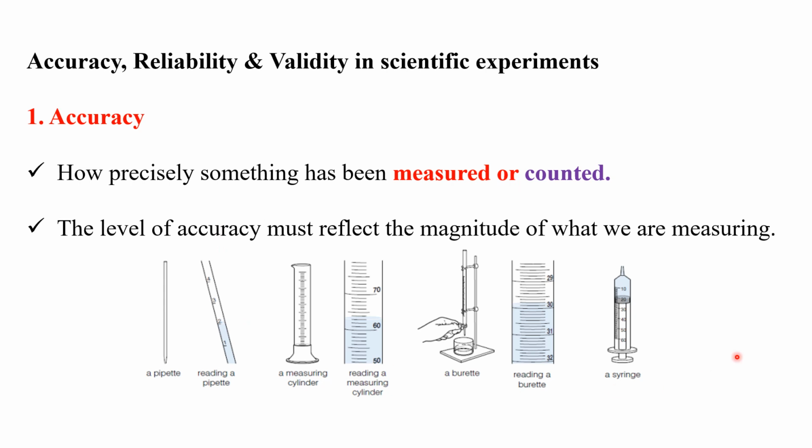For example, these are the materials we use for measuring or counting something: a syringe to measure liquids, reading a burette, which also has measurement numbers, reading measuring cylinders, reading a pipette. A pipette is for measuring something. So when we are counting something, we must count accurately or precisely. This is one of the criteria for scientific experiments.